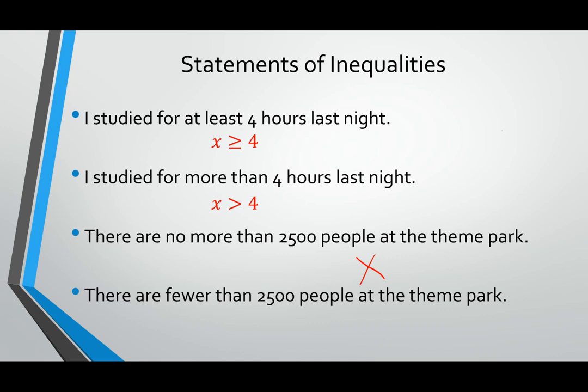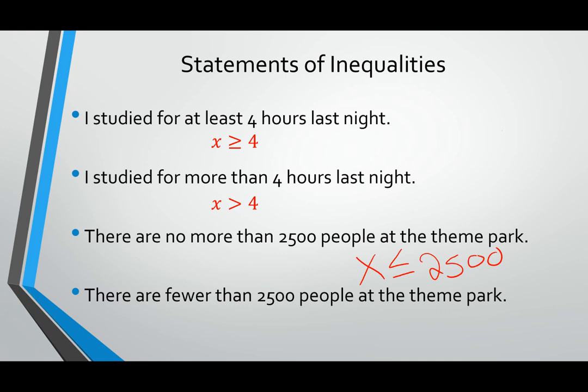So the number of people at the park has to be less than 2,500, but could it be 2,500? Can I have 2,500 people, or is it strictly less than 2,500? It says there are no more than 2,500, so that means it could equal 2,500 as well. So X is less than or equal to 2,500.